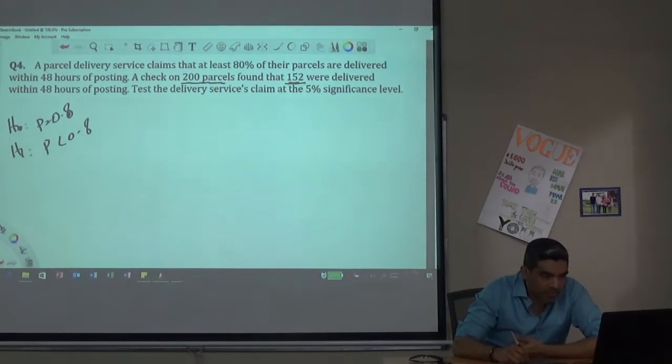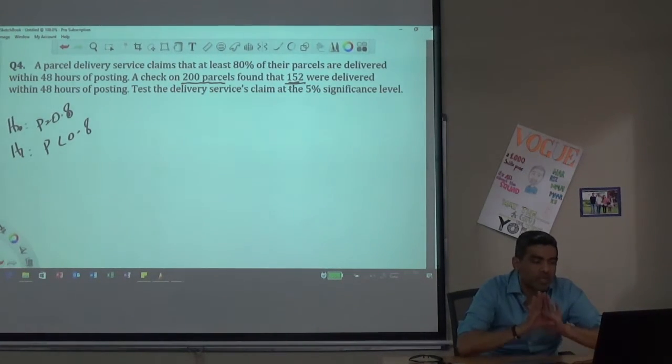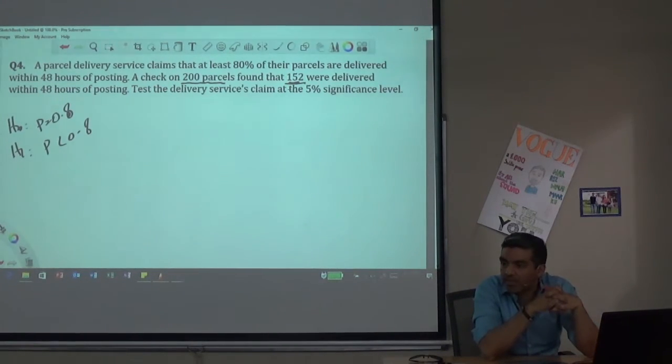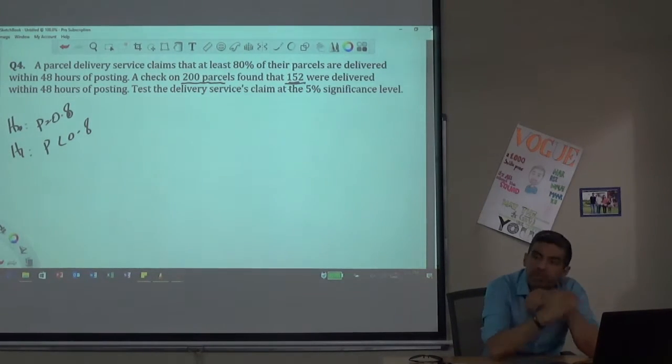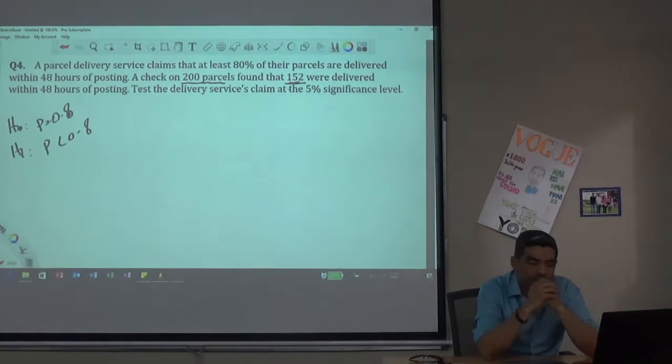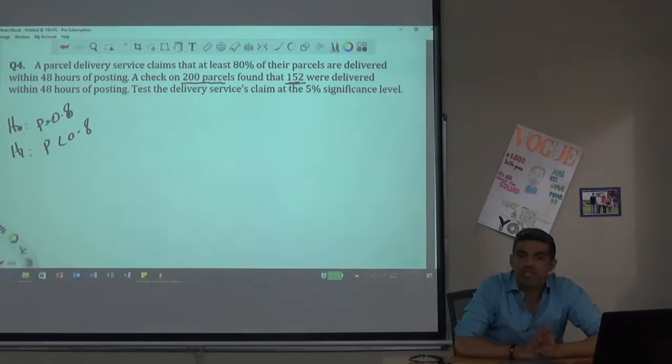And your data also reveals that, and that's why you took a sample of 200 parcels and you found that 152 were delivered. Now if you look at the average, if 80% is the correct value, then at least 160 should have been delivered. But even the data shows it's less, and that's what you're trying to refute. You think it is less. So is it less enough for you to reject the null hypothesis? That is the question here.